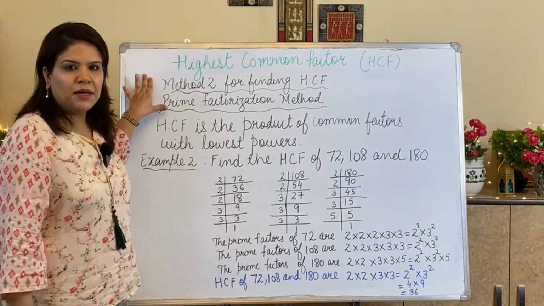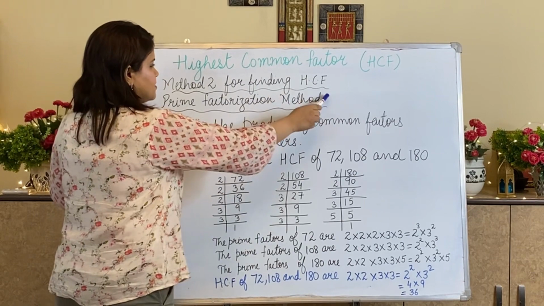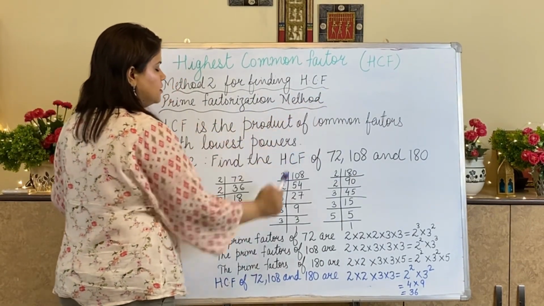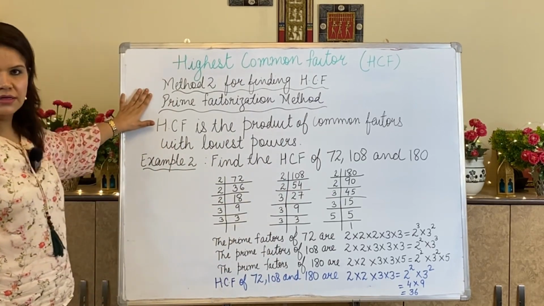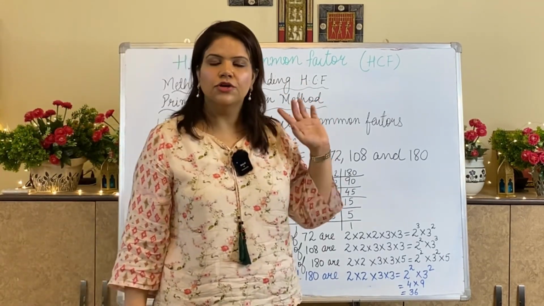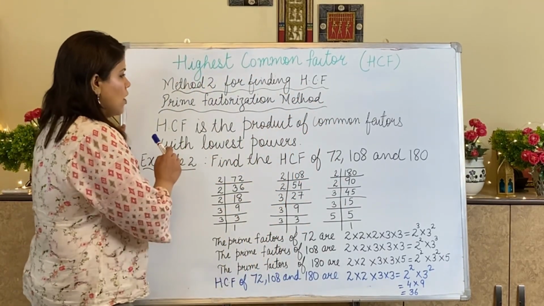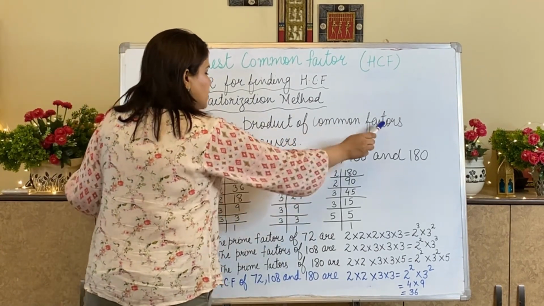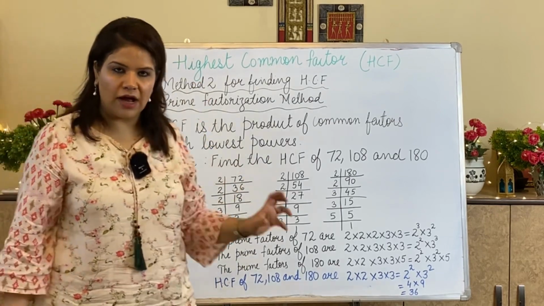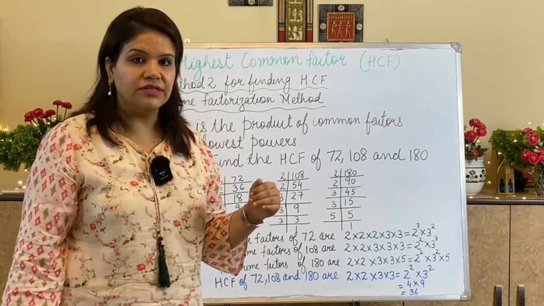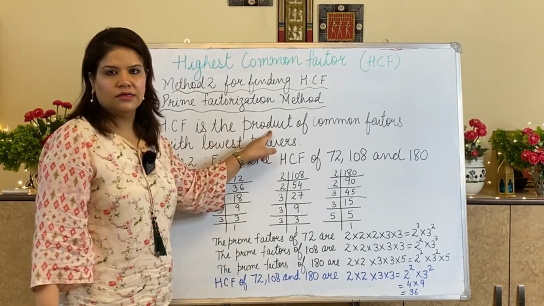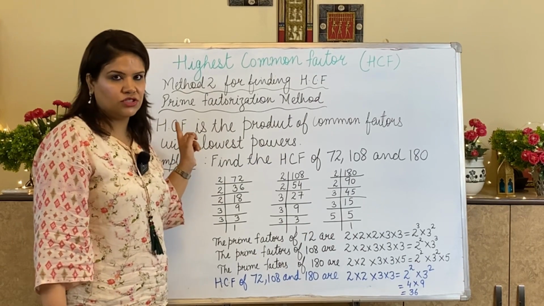Now I am taking the second method for finding HCF. And what is the name of the second method? Prime factorization method. We have done this method in one of the videos. You can check that video; I will give the link. Now HCF is a product of common factors with lowest powers. I will be taking common factors with lowest powers, and their product is the HCF in the prime factorization method.